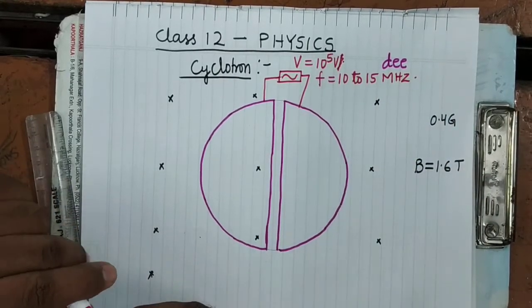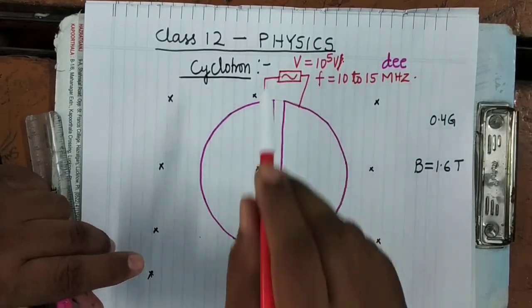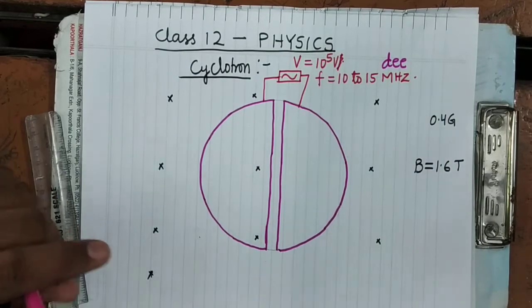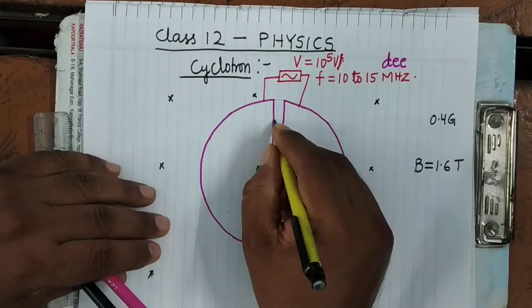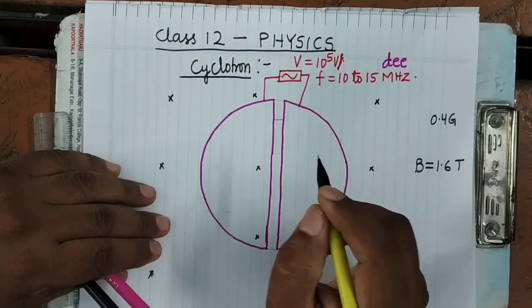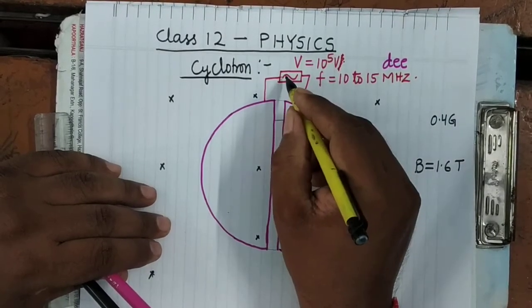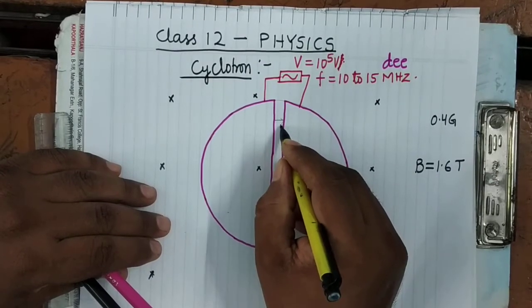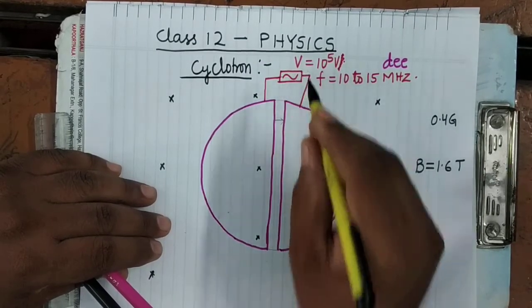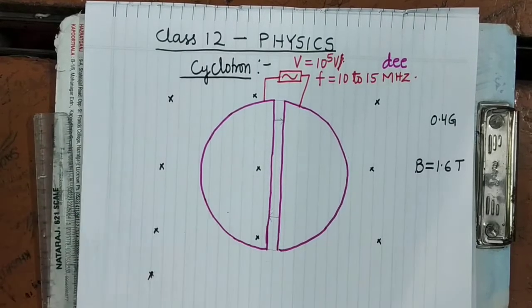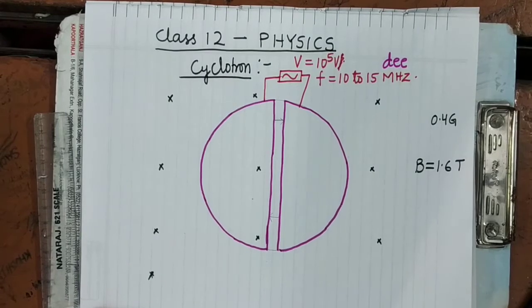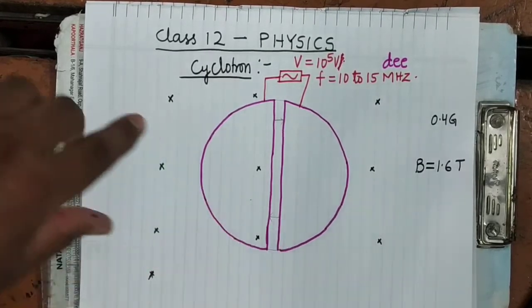Now see here, when you connect these to this alternating source, what will happen? It will produce an electric field in this region. An electric field will be developed in this region, and in one cycle it will be directed in this direction. In the negative half cycle, the direction of electric field will be reversed. It's clear.